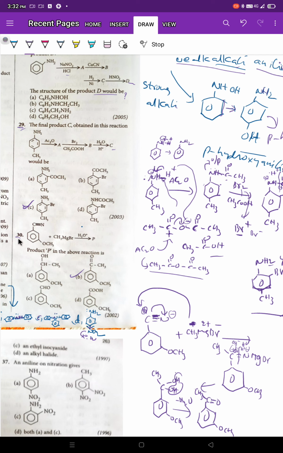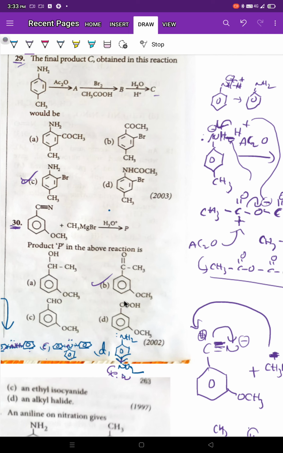Next, let us focus on question number 30. What is the product of the above reaction? This is the reactant. Cyanide is here on the benzene ring. There are cyanide and OCH3 groups attached, with the OCH3 group at the meta position to this one, and then CH3MgBr.